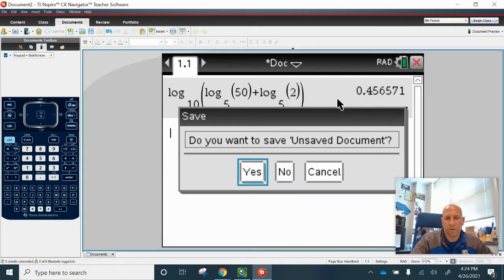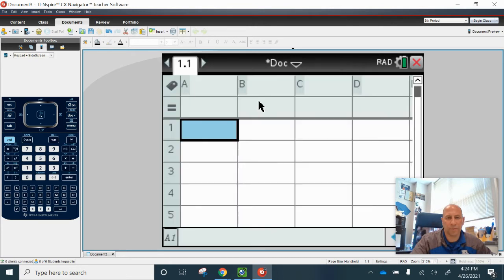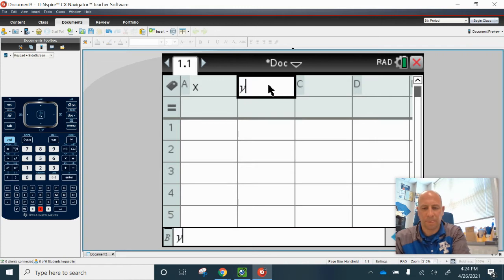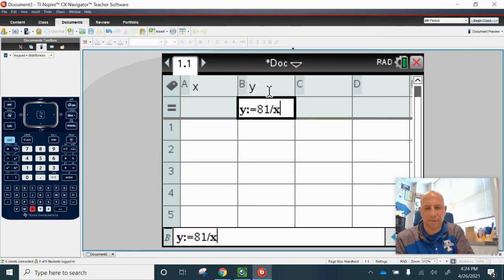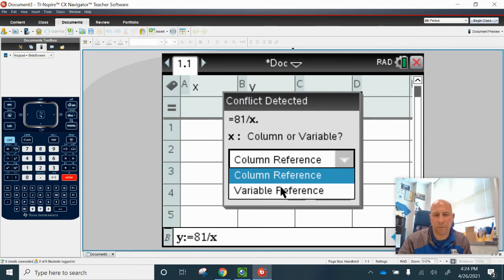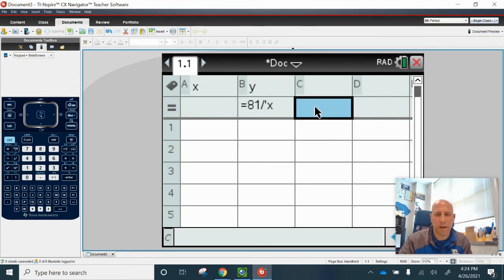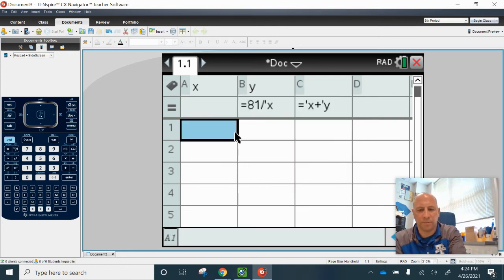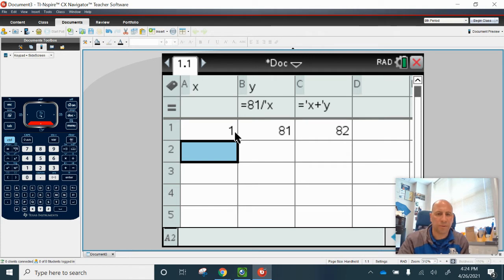We're going to go on new document, add lists and spreadsheets. So let's call this x, let's call this y. Okay, now the y we want to be 81 divided by x. We're going to make that a variable reference. Okay, and then we want to add the x plus y. And again, we're going to make a variable reference for that and a variable reference for this. So let's just start with 1. Okay, that works, but they don't add up to be 18.